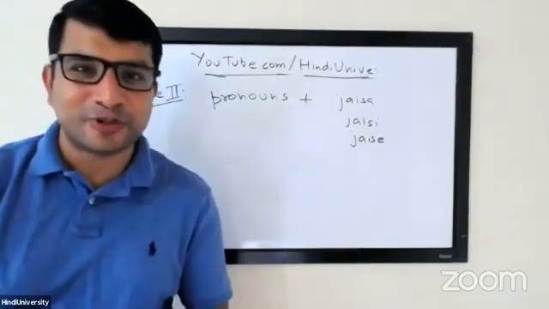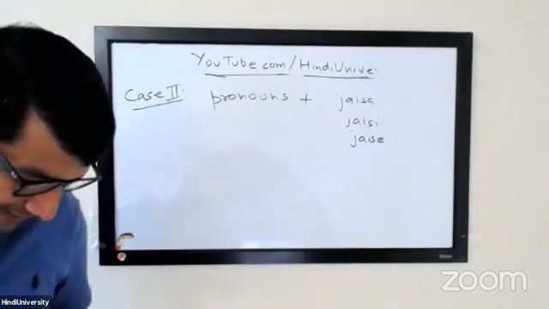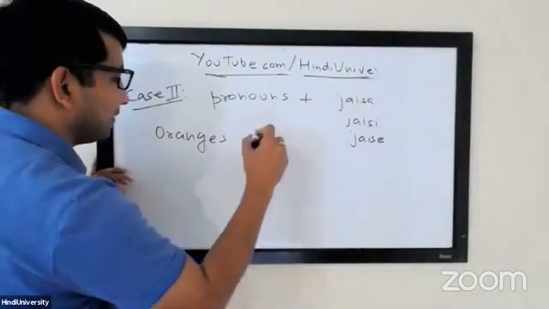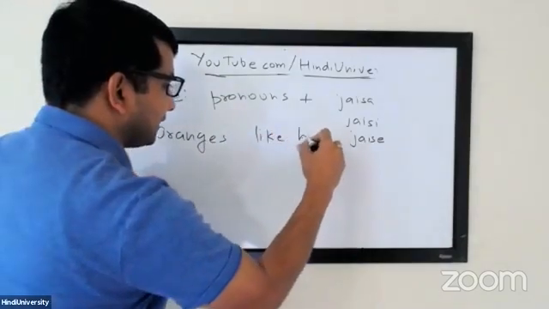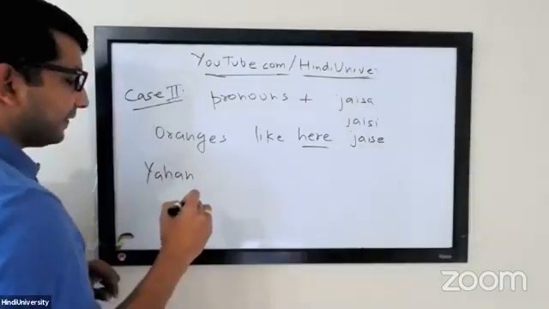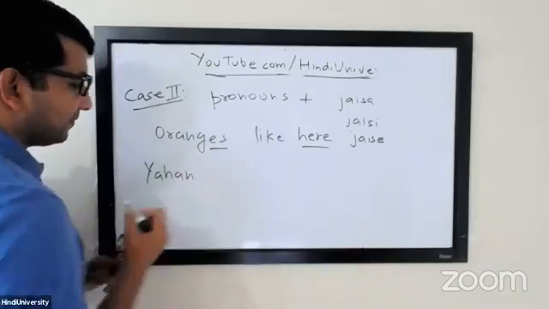Vatsalaji, good to have you. You want to give it a try? Oranges like here. Like here. यहाँ जैसा. Yahan, and then? जैसे. Very good. Yahan jaise.